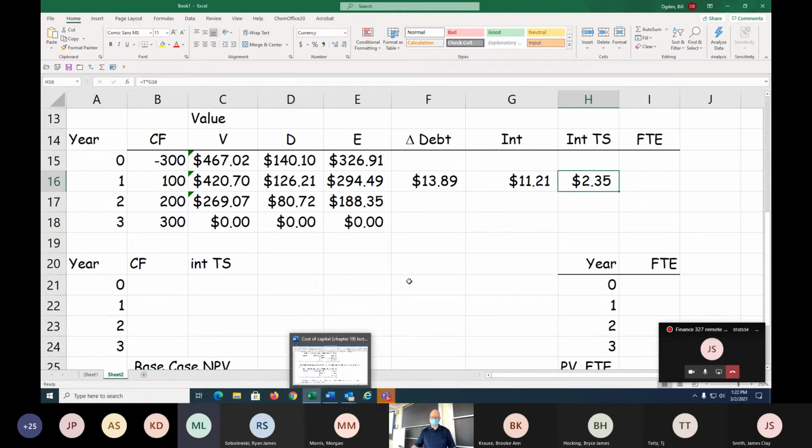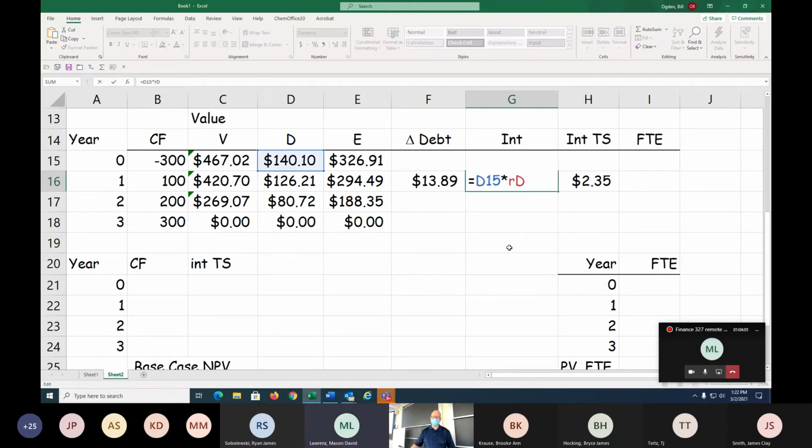Good question. Could you show the equation one more time for the INT column? The interest column? Yes. You understand the principle of it? Yeah. You borrowed 140.10 for 1 year at 8%, and that's what RD is, right? Perfect. Thank you. I didn't mean to set you behind by typing in the 8%, but that's what we did in effect. Okay, are we okay on the tax shield? So just T, or 21%, times 11.21.